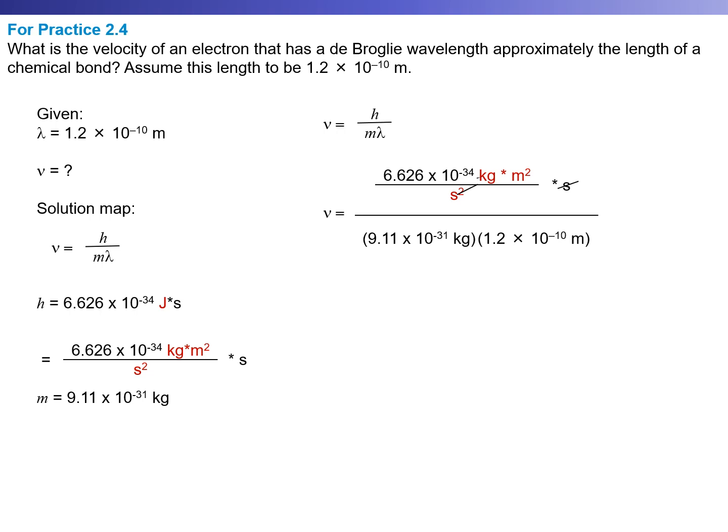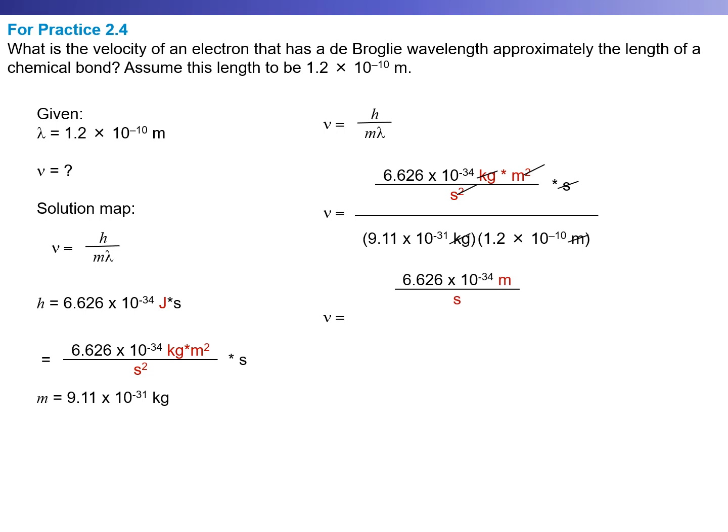And let's see, what else can we get rid of? Well, we've got kilograms on top, kilograms on bottom, and we have a meter on the bottom and meters squared on top. So we're going to leave one of those meters on the top. And when we look at what we've got left, we actually have meters on the top, seconds on the bottom, everything else crossed out, and that's exactly what we wanted.